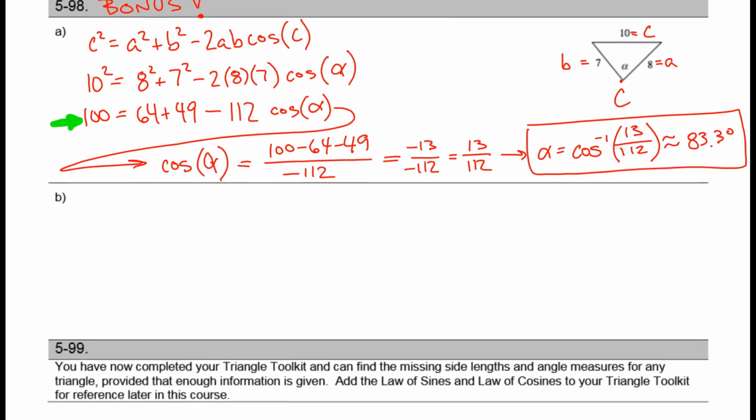Hold on one second here. Let's see what we got for part B. So part B of this problem says solve for the other two angles using any method you want. And I'm going to go ahead and jump through that real quick, and hopefully you can follow along.